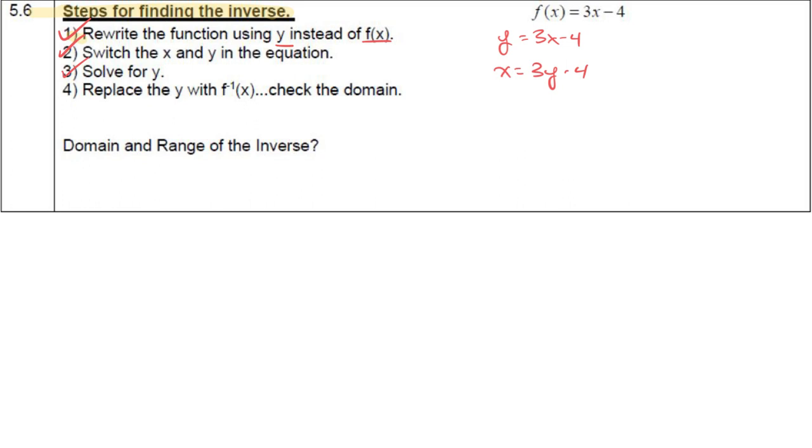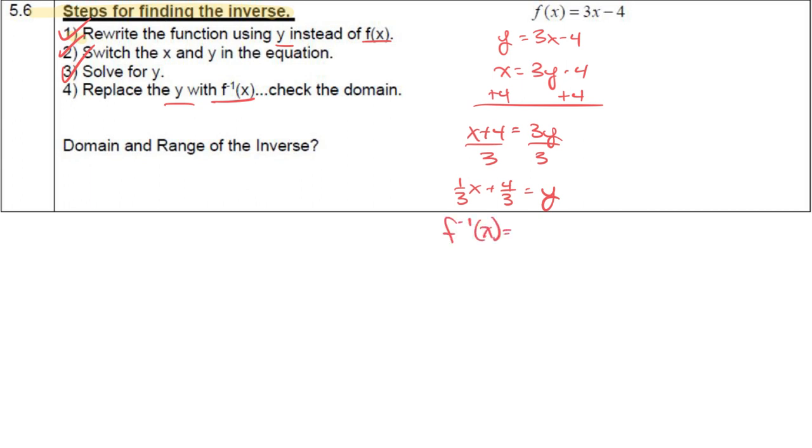Next, solve for y. Add 4 to both sides: x plus 4 equals 3y. Divide both sides by 3, and I get 1/3 x plus 4/3 equals y. Solved for y. Now replace y with f inverse of x. f to the negative 1 just means the inverse of f of x. We're not raising it to a power. This is the inverse of f.